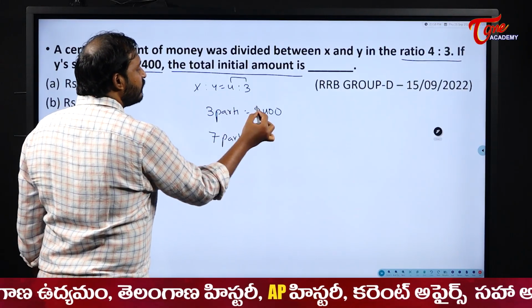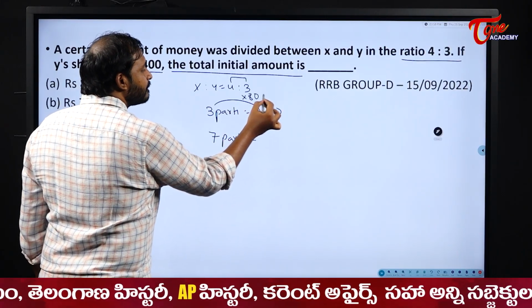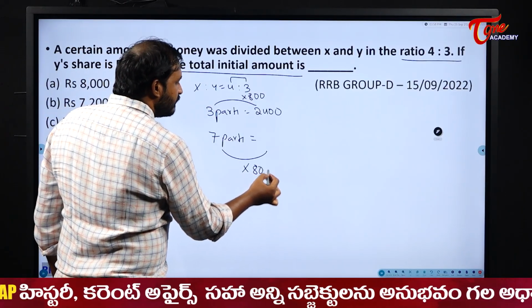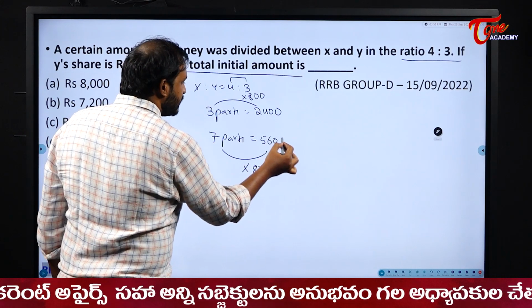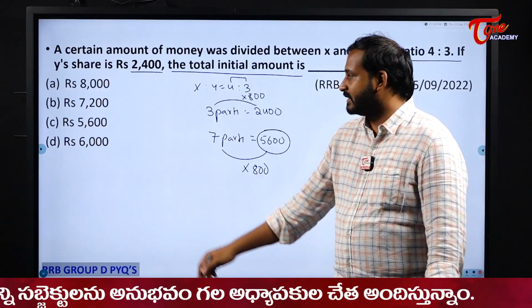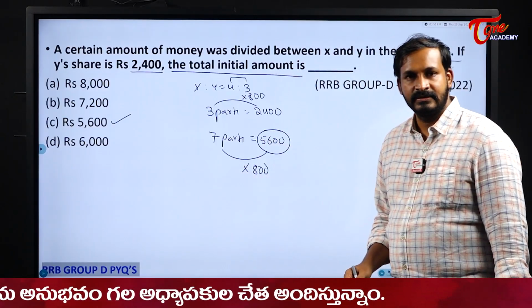3 parts is 2400, which means into 800. Similarly here also into 800. 7 8s are 56 and 2 zeros. So the total money initially divided is 5600 rupees.